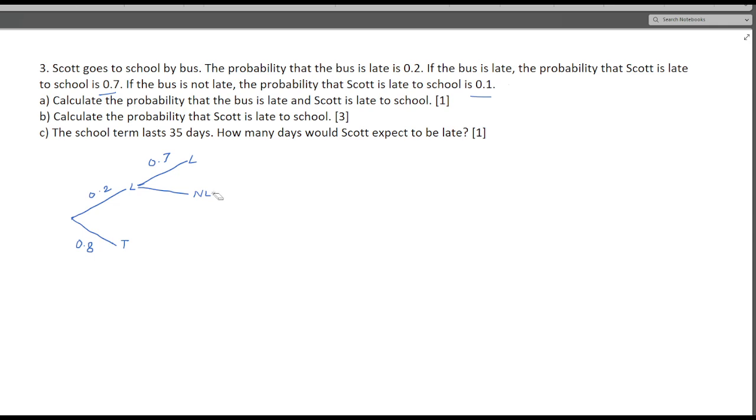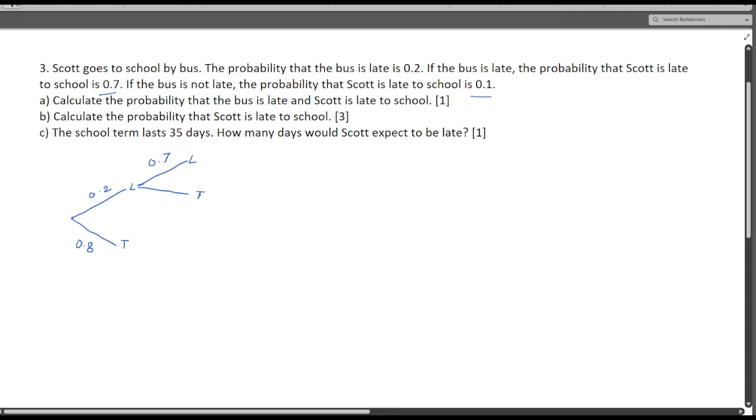let us write T only. Okay, so T stands for on time. It is going to be 0.3. Now, if the bus is not late, on time, sorry, if the bus is on time, then Scott being late to the school, its possibility is 0.1. So on time, it is going to be 0.9, right?